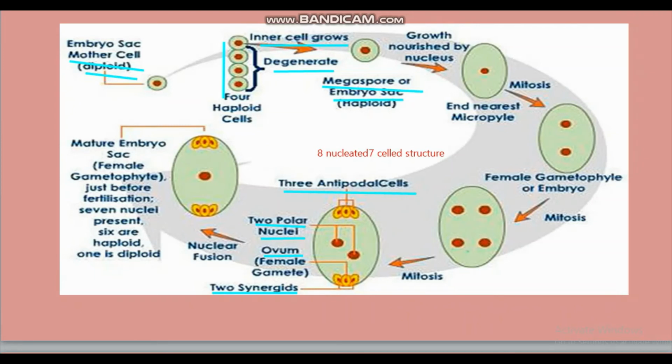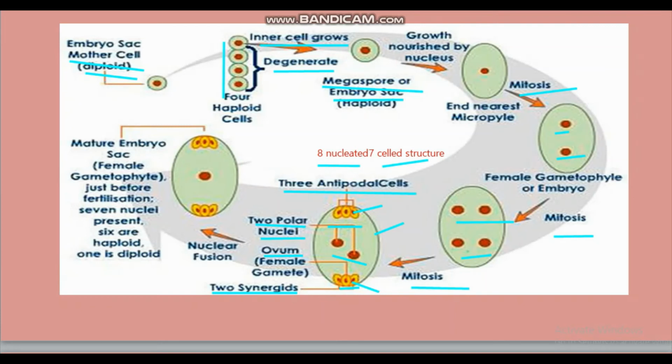Now inside of this embryo sac, the nucleus undergoes mitosis division several times. There is the first mitosis, formation of 2 nuclei. The second mitosis, formation of 4 nuclei. The third mitosis, formation of 8 nuclei. So 8 nucleated and 7 celled. Already I told you, count the number of cells, chamber-like structure, 3 and 3. This is 3, here it is 3, and in between is 1 cell. So 3 plus 3, 6, and 1, 7. 7 celled, 8 nucleated stage.